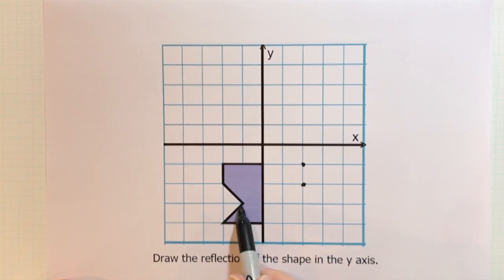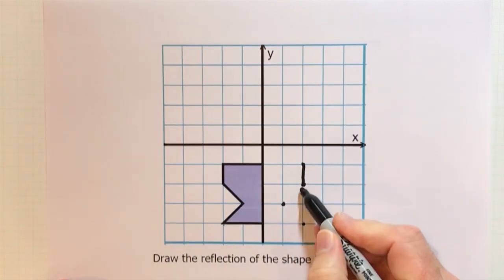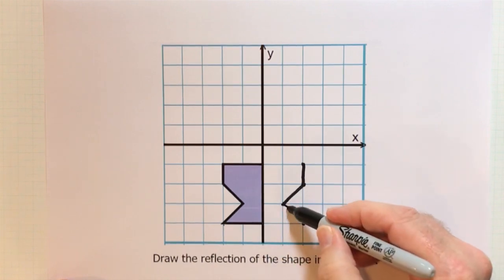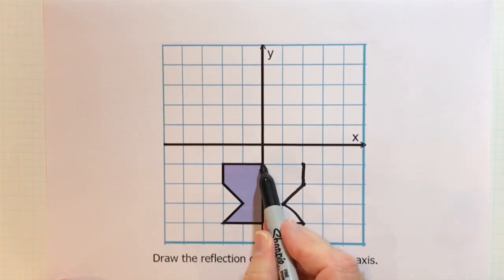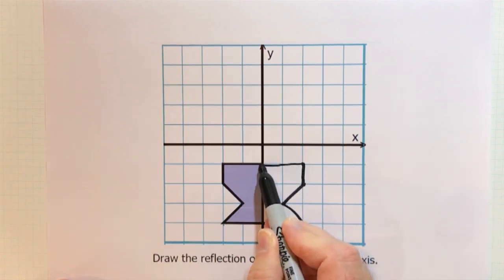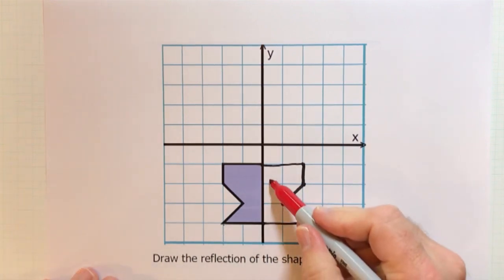Anyway, this point here is just 1 square to the left of the mirror line, so we're going to put the reflection 1 square to the right. This is 2 squares to the left, 2 squares to the right. So as I join these up, and you would do this with a ruler, you can see that this point is actually on the mirror line, so its reflection will be on the mirror line as well. And this point is on the mirror line, so its reflection will be on the mirror line too. So that is our reflection.